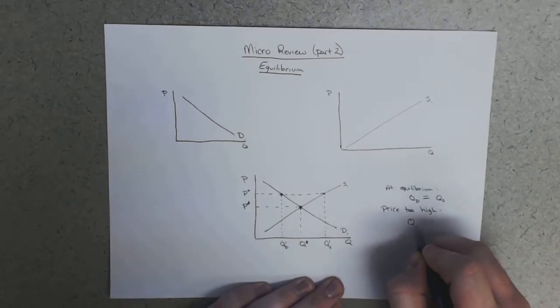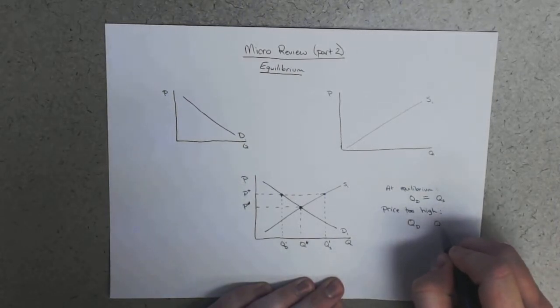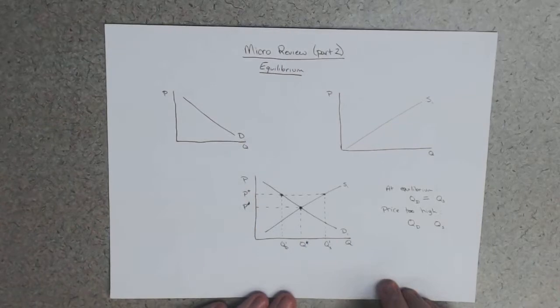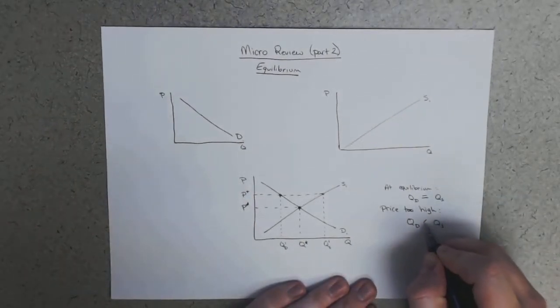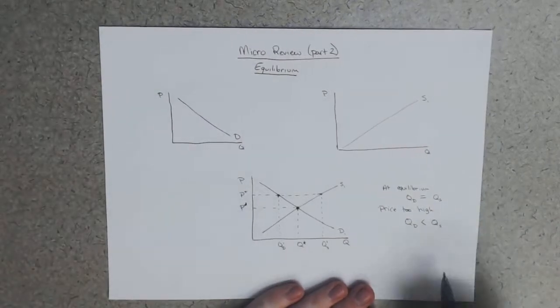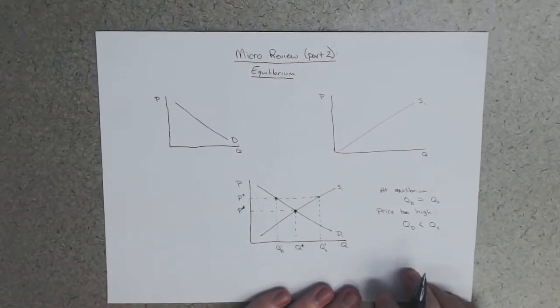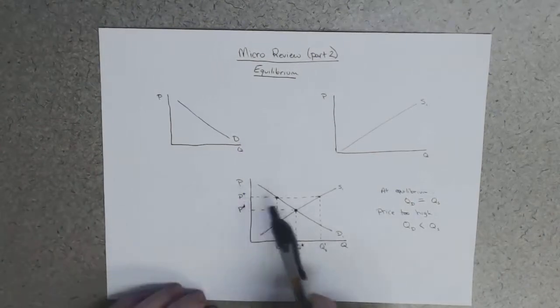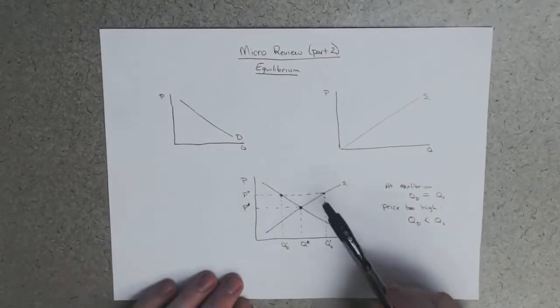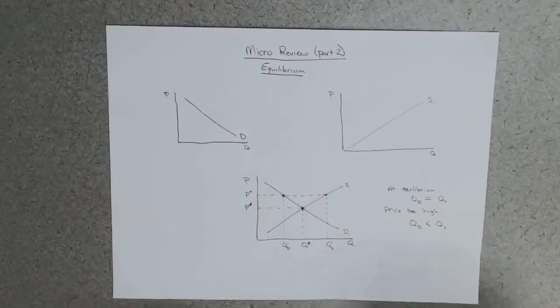So if the price is too high, what's the relationship between quantity demanded and quantity supplied? Here, it must be the case that quantity supplied is bigger than quantity demanded. And why is that the case? Well, at a high price, people that are providing things are willing to provide a whole lot of them.